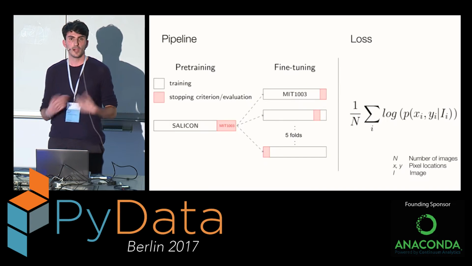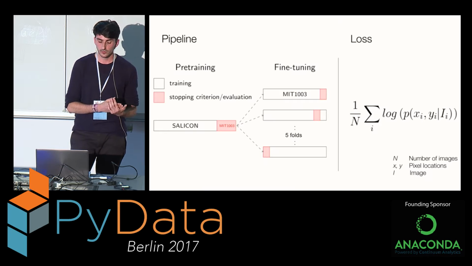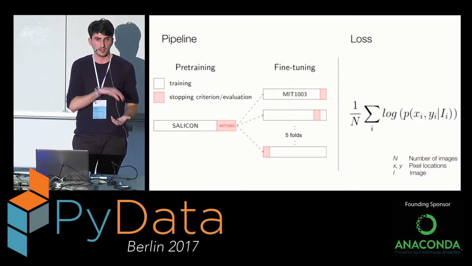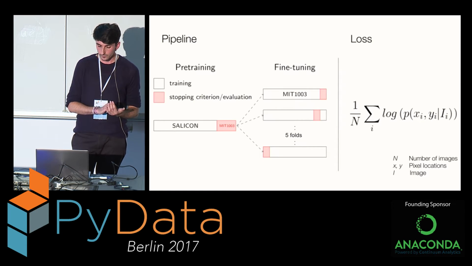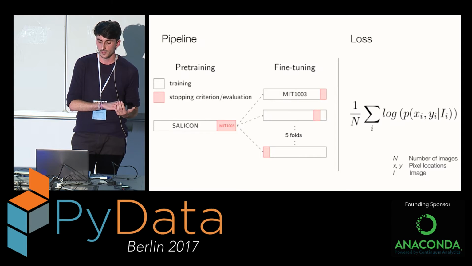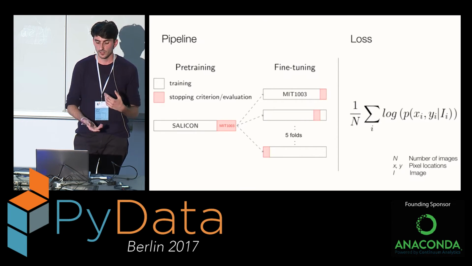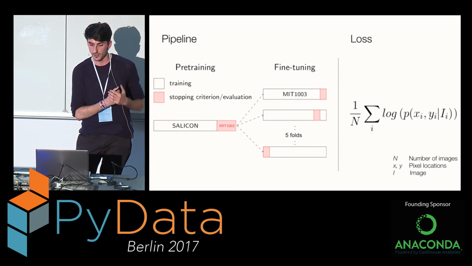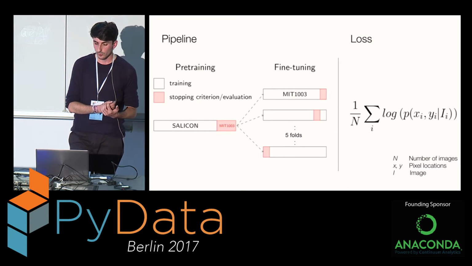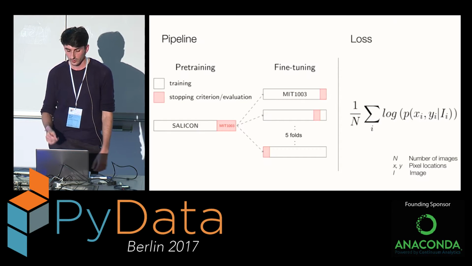Next, we need to train our network, and for this we use this pipeline. First of all, we pre-train our parameters using this approximated data set Salicon, and we stop the training as soon as the performance on our evaluation data set decreases. With these parameters, we then initialize our fine-tuning, which we do in a 5-fold cross-validated manner. So we always leave one set out and use it for testing afterwards.